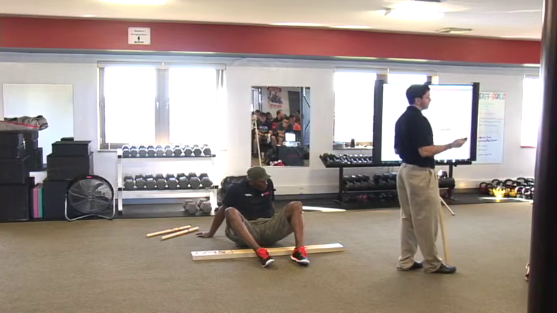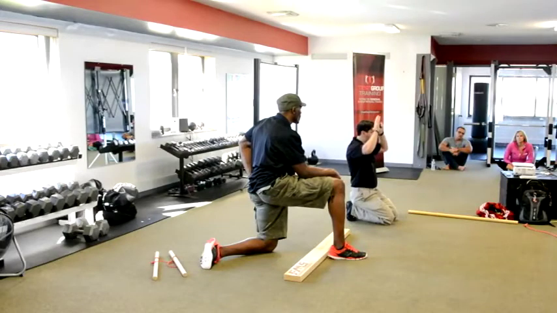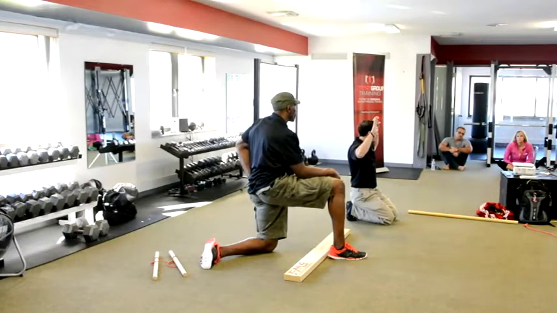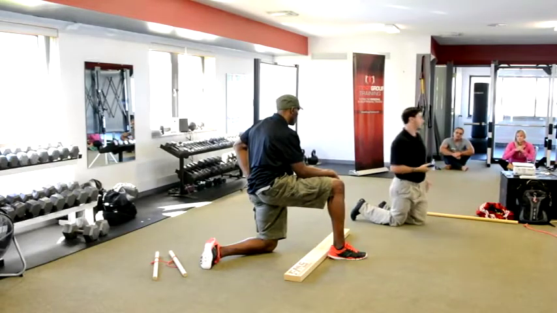Last 2 are going to be stability. So we've got a trunk stability push-up. Our trunk stability push-up is a little different for guys and girls. Girls, the starting position, the hands, in order to get a 3, will be at the chin. A 2 would be at the shoulder height. Guys are going to be at the forehead for a score of a 3, at the chin for a score of a 2. So the hand position is just a little different for guys and girls. So we've got a man up here, so we're going to put him with the starting position to where his hands are going to be forehead height. That's going to be checking the 3.